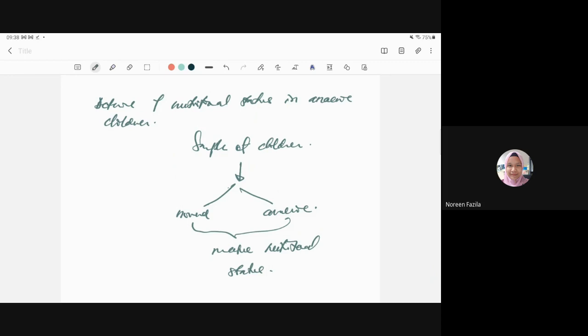Okay, we do not impart the treatment. We do not take the kids and make them anemic. That is unethical, so we don't do that. What we do is we gather a sample of children. Some of them will be normal, some of them will be anemic, and then we will measure their nutritional status.